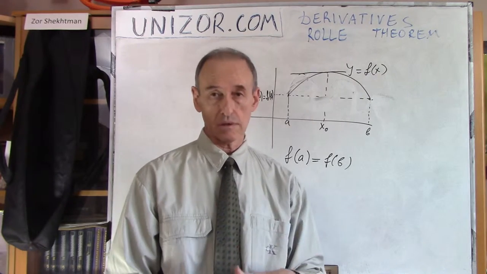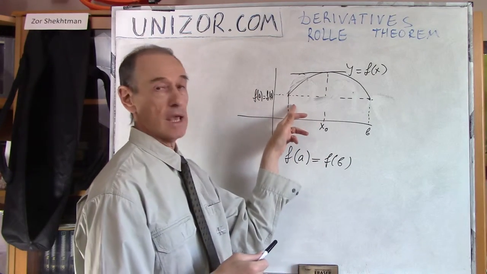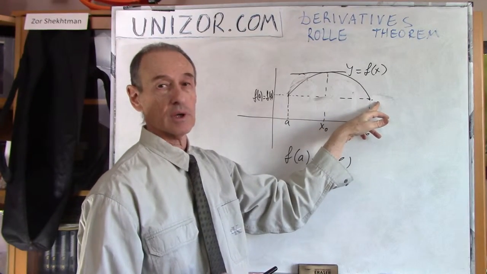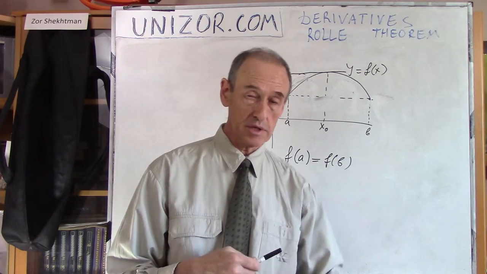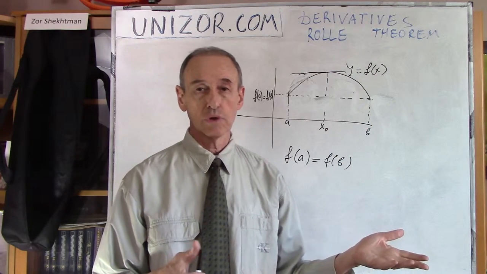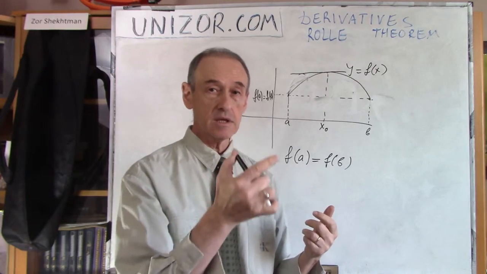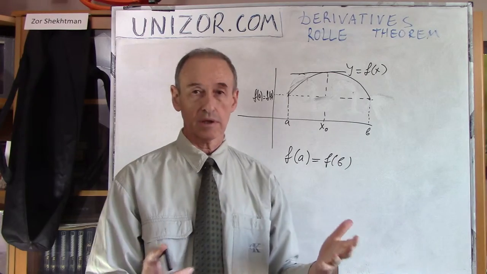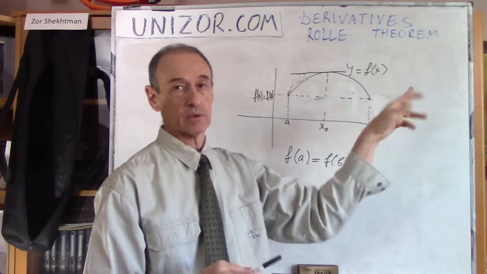Or the function is not constant, which means it goes up or down from f at a, and then eventually it comes to f of b, which means the function should be monotonically increasing and then decreasing. Otherwise, it would not come to the same value. If the function were monotonically increasing, then this value would be greater than this one. So it's not monotonically increasing, which means after an increase, you will have a decrease, or after a decrease, an increase.